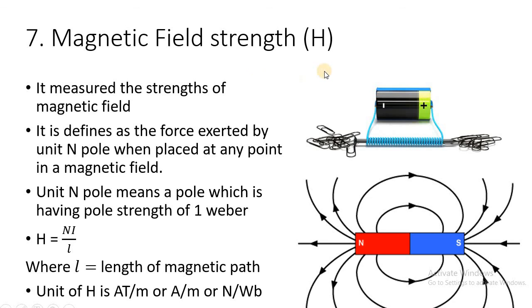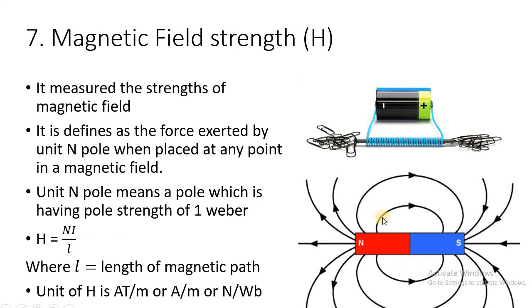See, we can define it in two ways. One, it is defined as the force exerted by a unit N pole when placed at any point in a magnetic field, or H is also expressed as a ratio. What is the ratio? It is the ratio of MMF to the length of the magnetic path. What is MMF? MMF is Ni, the product of N into I. And L is the length of the magnetic path.